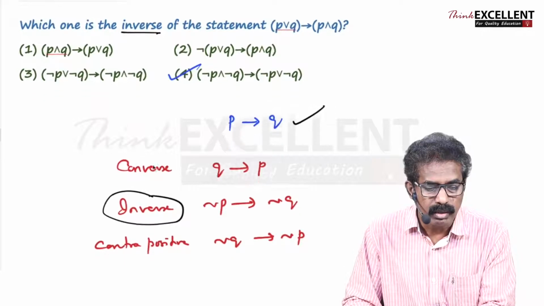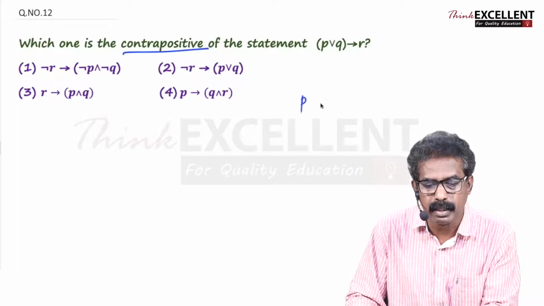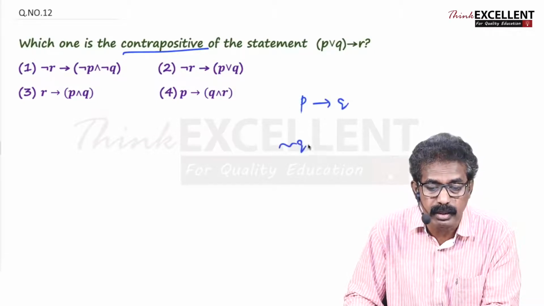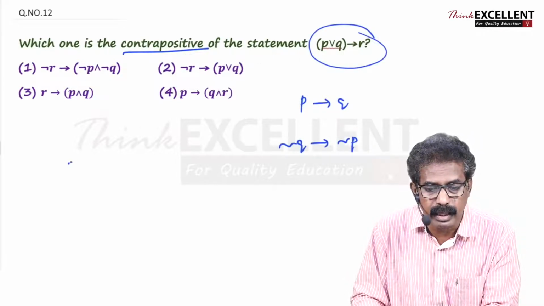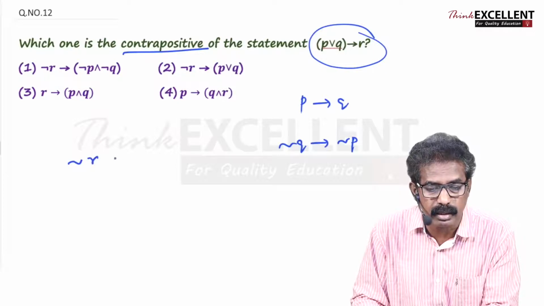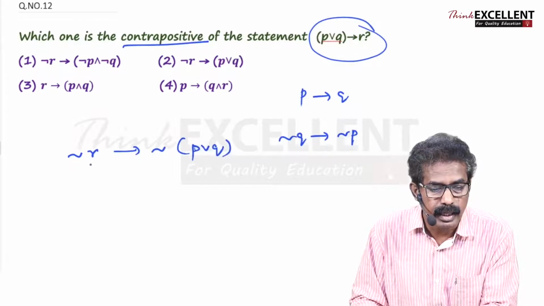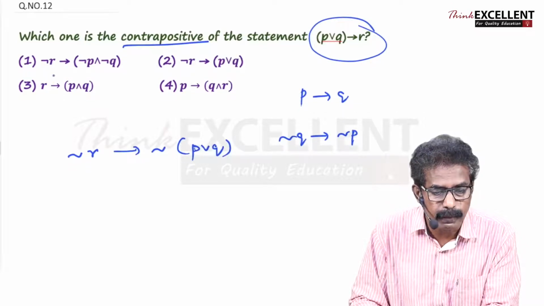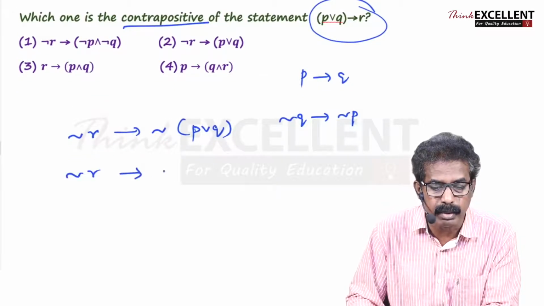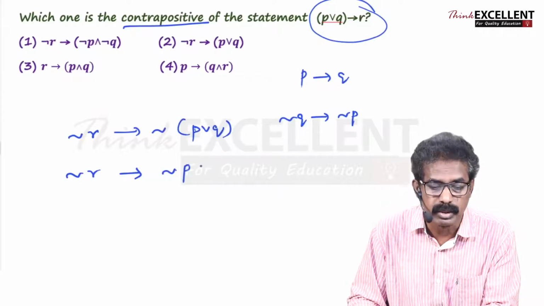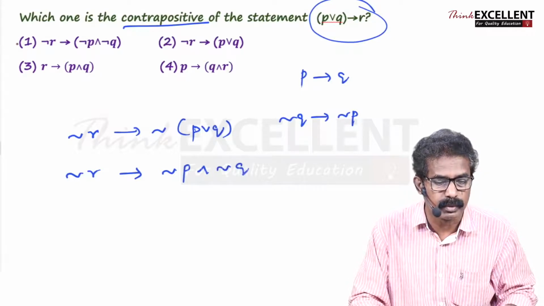So you must know converse, inverse and contrapositive. See the next one here, contrapositive they asked. So for P implies Q, which one is the contrapositive? Negation Q implies negation P. So for this one, what do you write actually? Negation of the second one, negation R implies negation of the first, P join Q. That is not exactly the option, but you can change it, no? So negation R implies, apply De Morgan's law, negation P, the join becomes meet, negation Q, right? So the first one is the correct option.